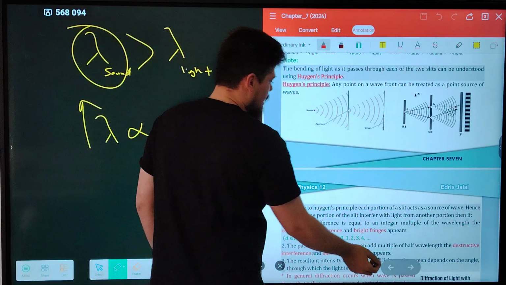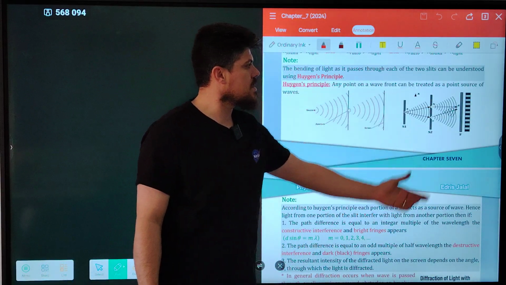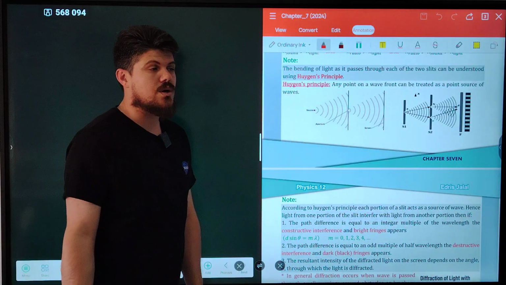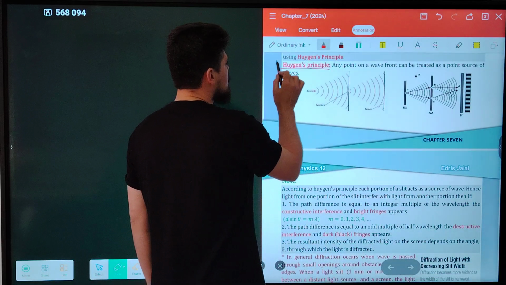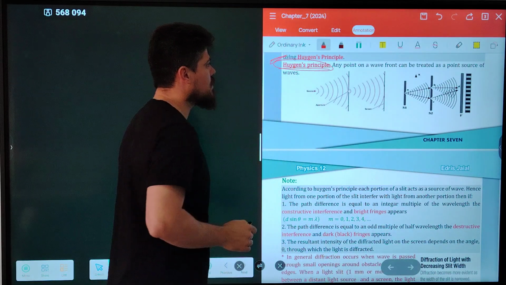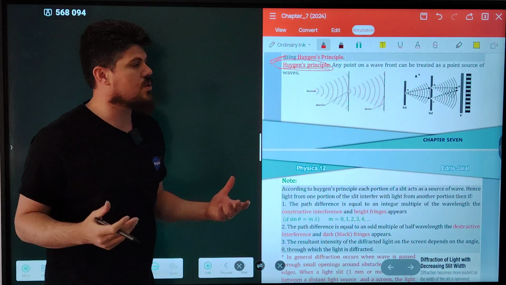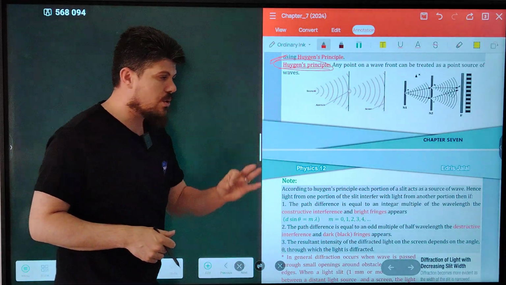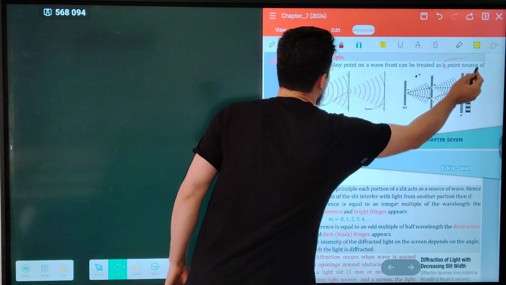The bending of light as it passes through each of the two slits can be understood by the Huygens principle. What is the Huygens principle? This definition is very important. Be careful. Any point on a wavefront can be treated as a point source of the waves. Any point on a wavefront can be treated as a point source.